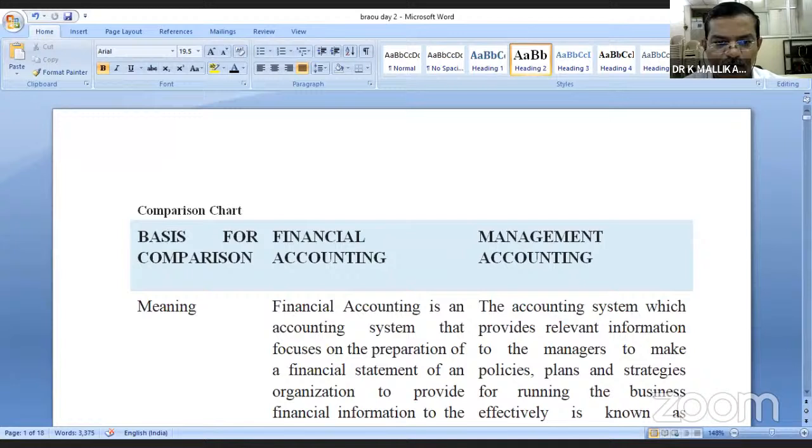So it is the management accounting class, English medium. Stop check, it is management accounting.